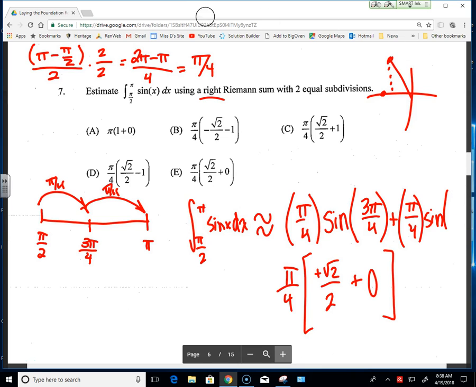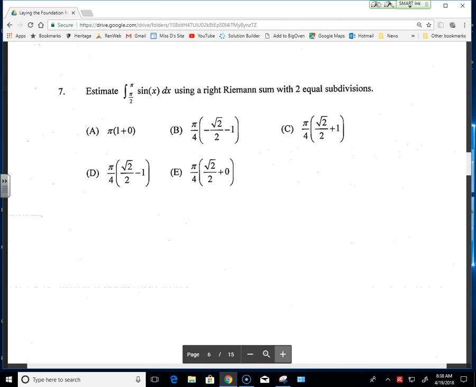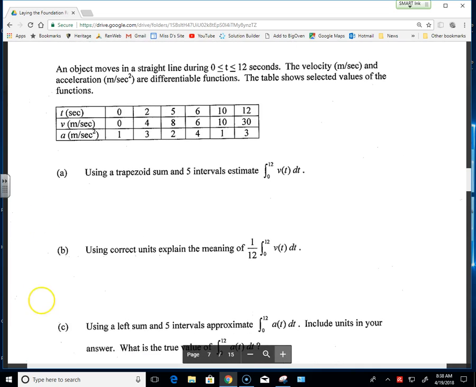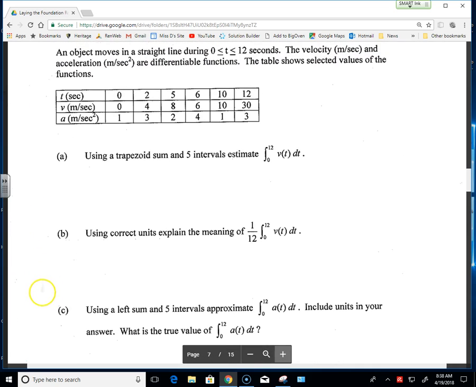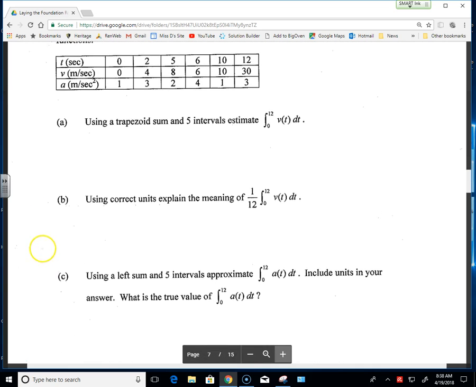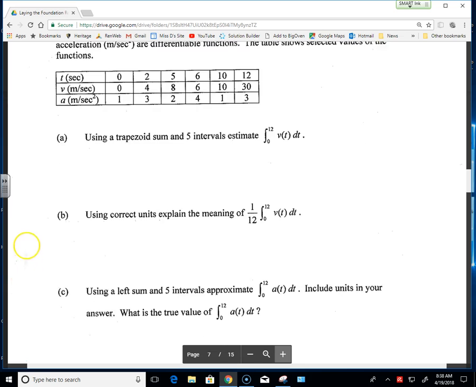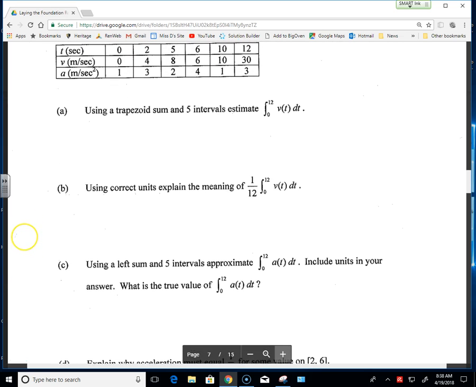Okay. Any other questions on the non-calculator multiple choice? Non-calculator FRQ. Okay. Letter C is a great question. We know differentiable, we know straight line. Okay, let me scroll down here.